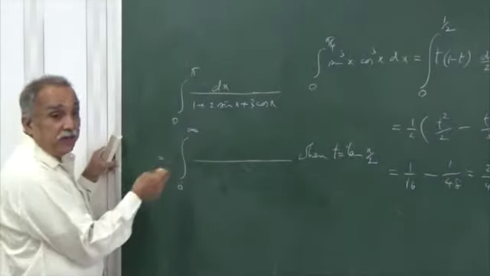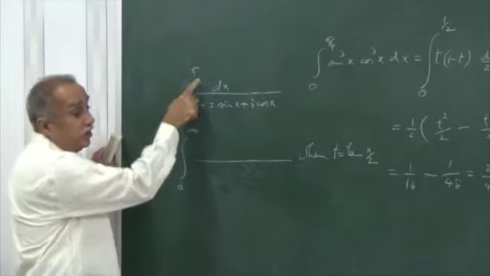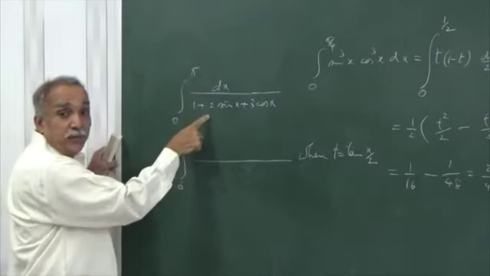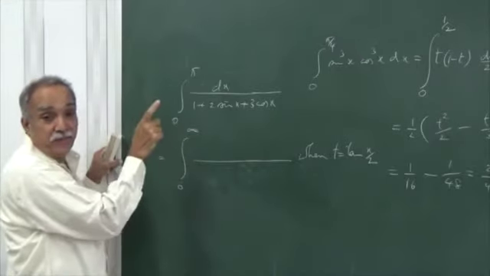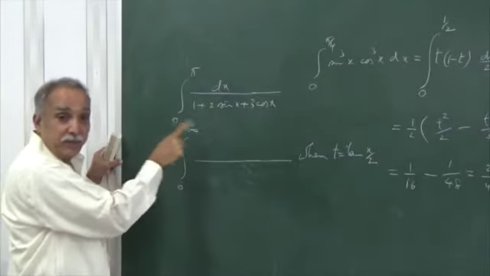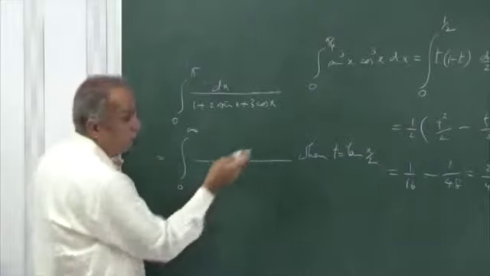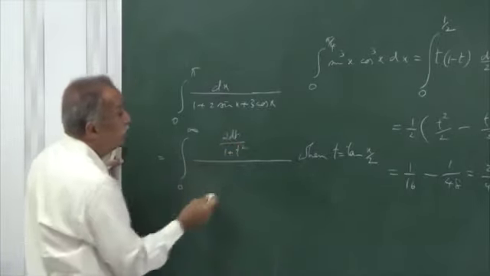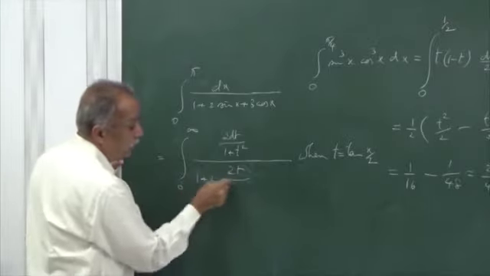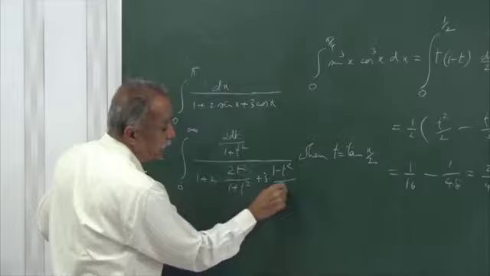Notice that in our integration process, x is tending to pi from below. Therefore, x by 2 will be tending to pi by 2 from below. Therefore, tan theta will be tending to infinity from the positive side. It will not be minus infinity, instead it will be plus infinity. Okay? And when the substitution is applied, dx becomes 2 dt by 1 plus t square, and the denominator is 1 plus 2 into 2t by 1 plus t square, plus 3 into 1 minus t square by 1 plus t square.